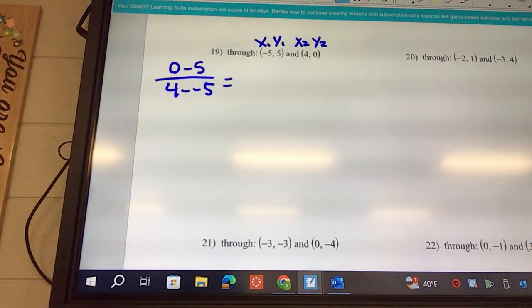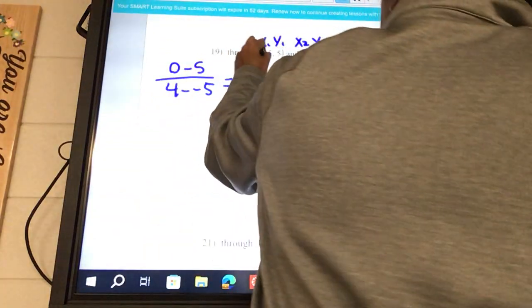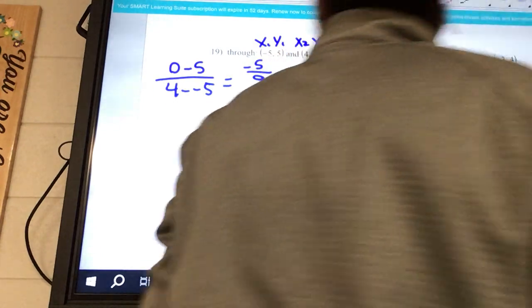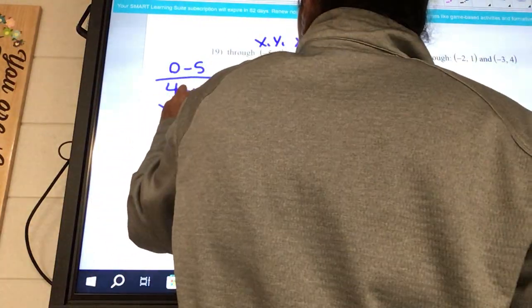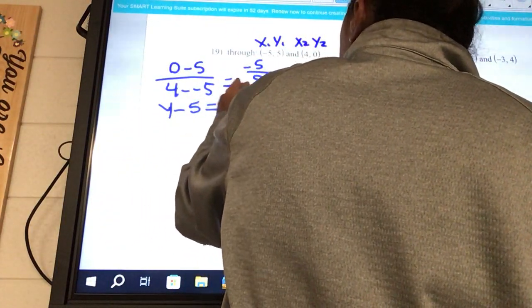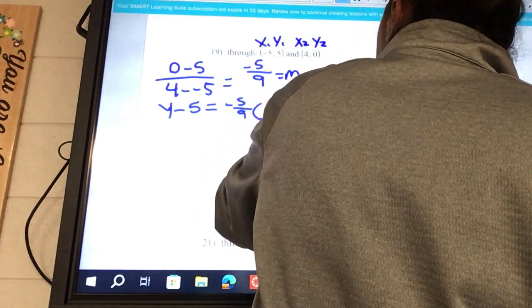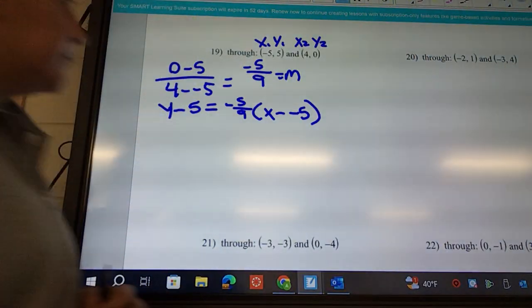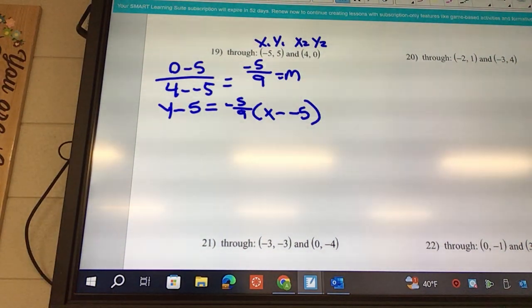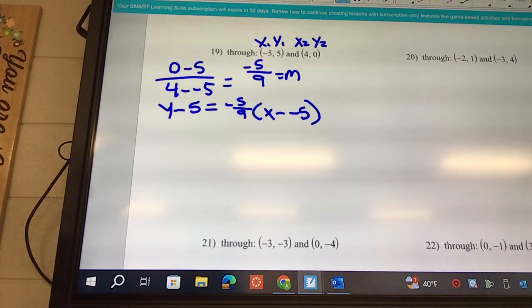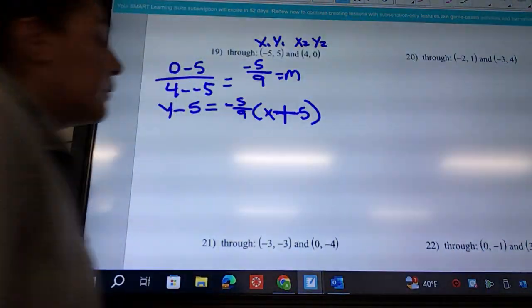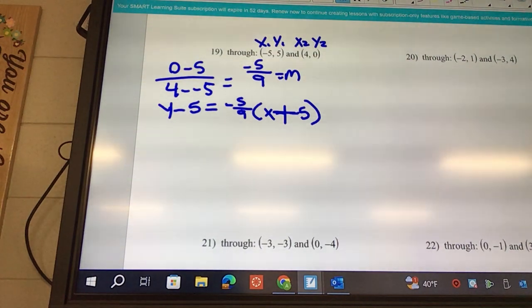Okay, what'd you guys get? Negative 5 over 9. And that's my m. So we can go ahead and write this out. I got y minus y1 is 5 equals my m, which is negative 5 over 9. X minus x1 is negative 5. What needs done next? Move the double negatives. Yep, so this needs to become a positive. And then what? Distribute. Yep.